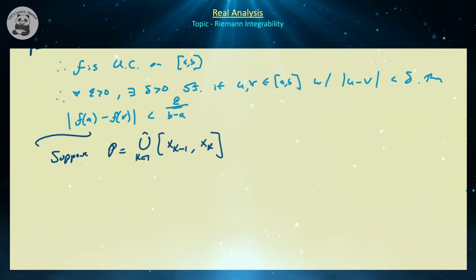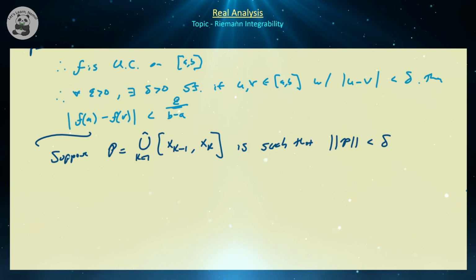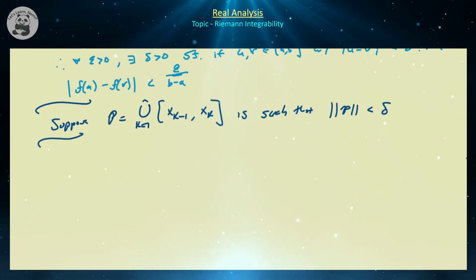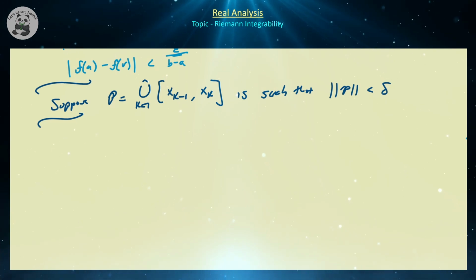So that's our typical partition, and let's assume this partition is a particular one that has the property that its norm is arbitrarily small, in particular less than delta. So we have our partition, and we have that the function is continuous on the union of those subintervals. So what does that give us?